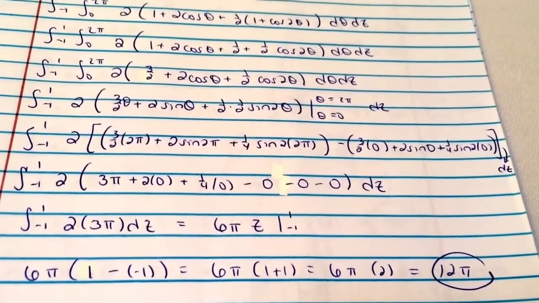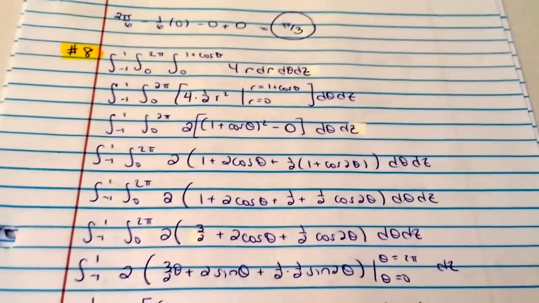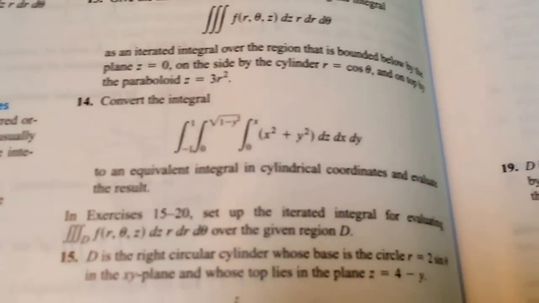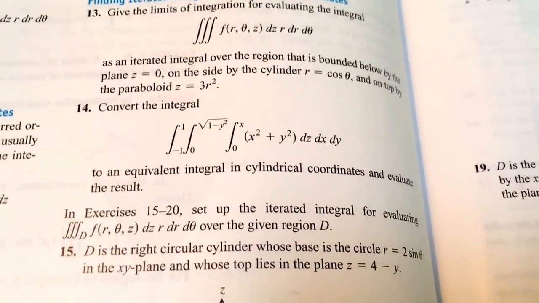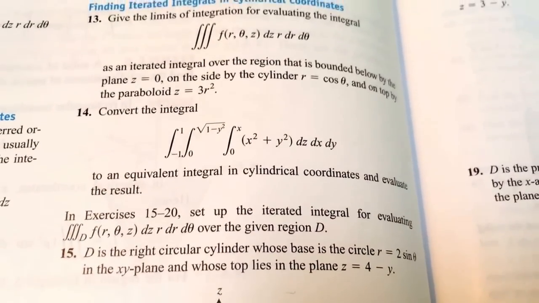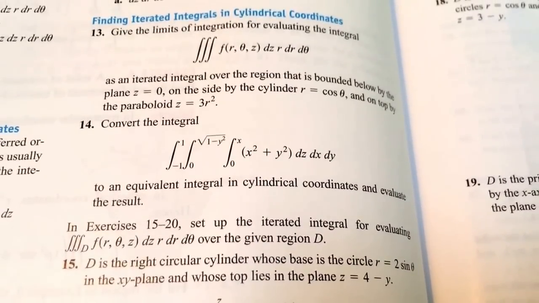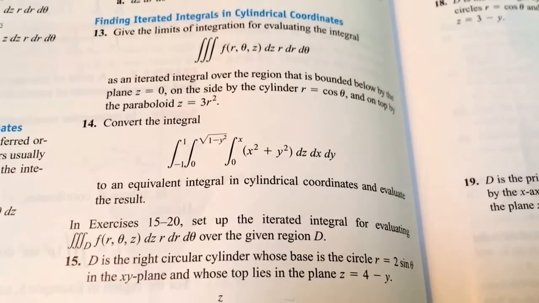And then you get 2 pi. All right, so those are pretty straightforward if you can do double integrals. Let's move on to some that are a little more challenging and much more exciting. This, number 14, is in rectangular. So it wants me first to change it to cylindrical and then to evaluate it.